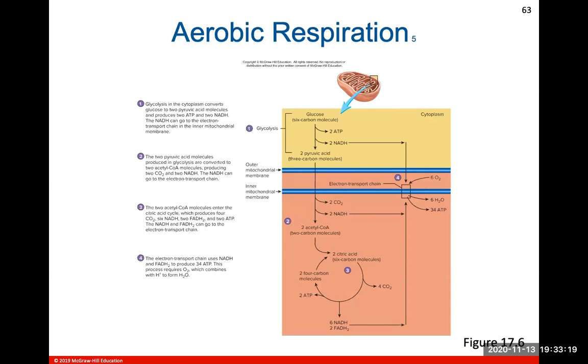So this is a great summary of aerobic respiration, taking us through the 4 steps. Glycolysis happens in the cytoplasm, and then the conversion of pyruvic acid to acetyl-CoA, and then the Krebs cycle all occur in the mitochondria. With the electron transport chain, these electron transport carriers are all found in the inner mitochondrial membrane space.